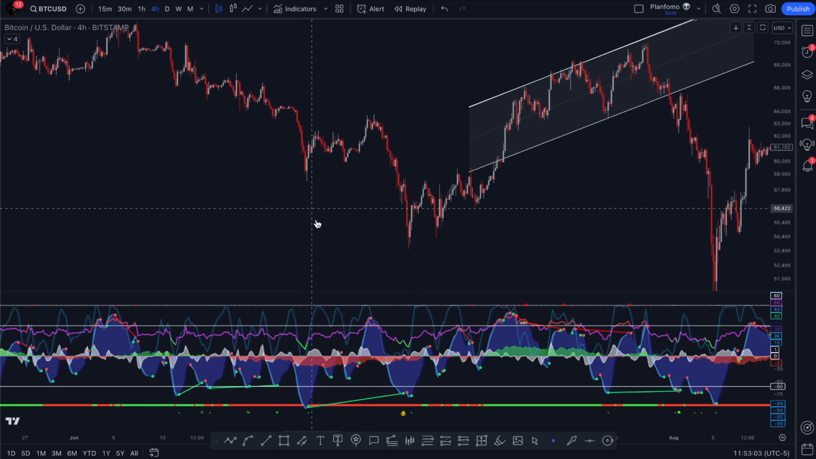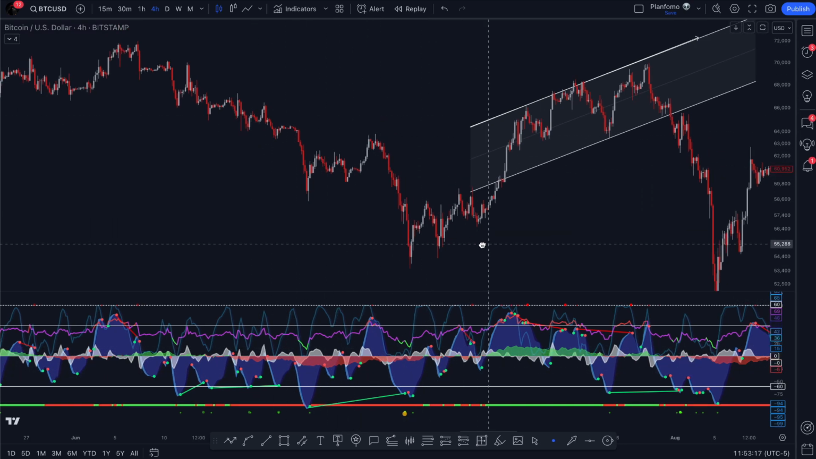As we discussed with the RSI, it shows you perfectly with the VuManChu Cipher B. Even the money flow is there, you see? The money flow is in the red, in the green, so we can identify those divergences based on the money flow. The money flow is rising up, the price is going down, boom!